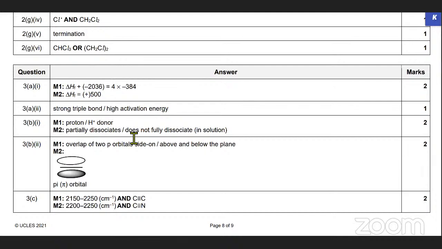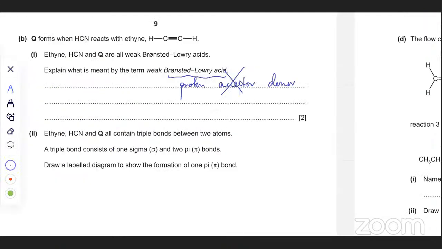But they gave 1 mark for partially and not fully ionizing. So we forgot this part. I didn't look at this part. So we had to explain that. So I think we probably lost all the 2 marks just because of a silly mistake. So weak acids partially or weakly ionize. So that's another reason for that.